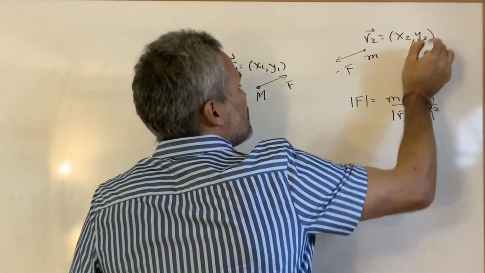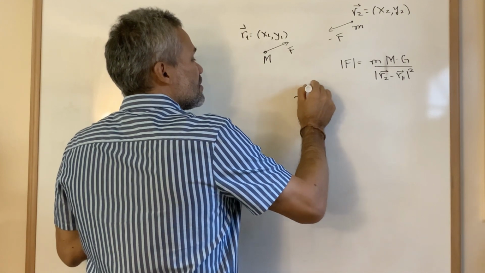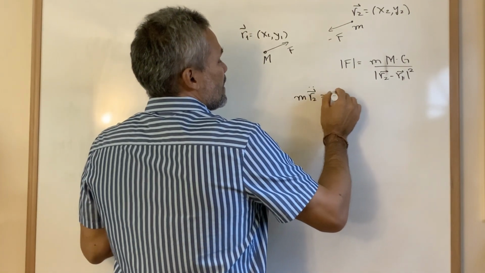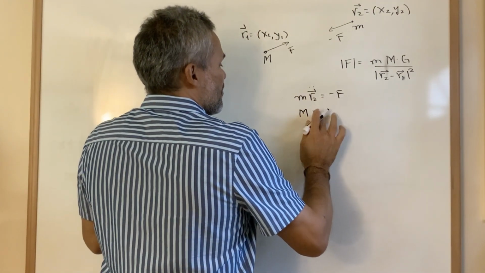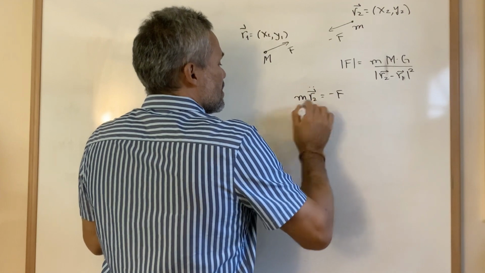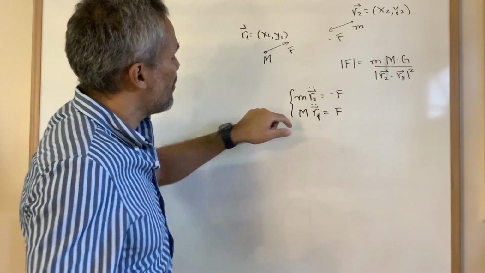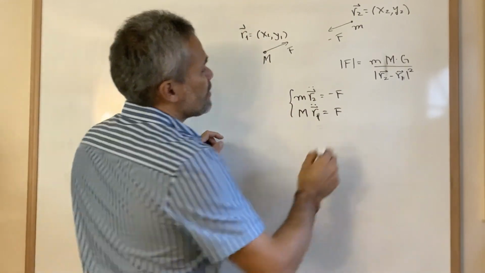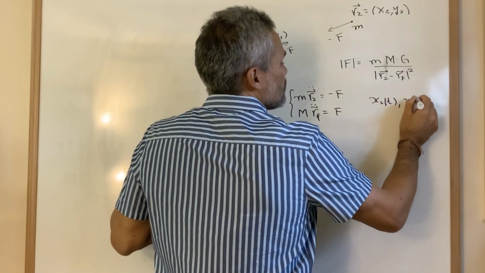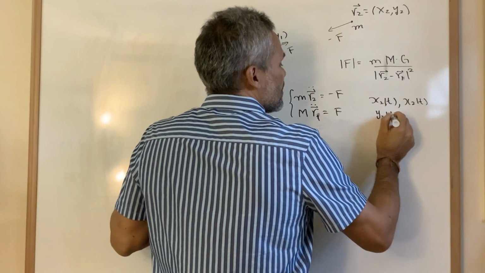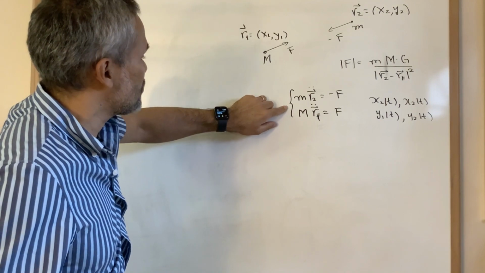Here we're going to assume that R1 is x1, y1, and R2 is equal to x2, y2. We have that mass times acceleration is equal to negative F, and this mass times the acceleration of the body, which is R1, is equal to the force. Then here we need to solve the two-body problem. We need to find four functions: x1 of t, x2 of t, y1 of t, y2 of t, that satisfy this differential equation.